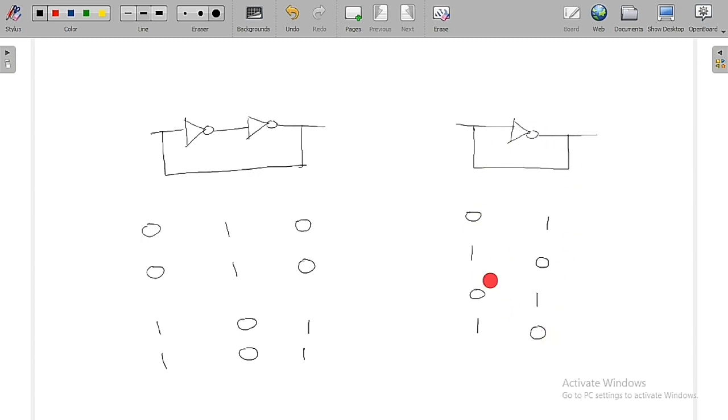And here the time period is equal to T = 2 × N × TPD. This time period is only for the unstable multivibrator, but not for the bistable multivibrator. So this is a concept that you always have to keep in your mind.